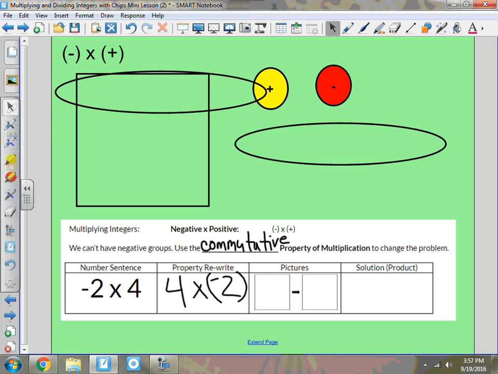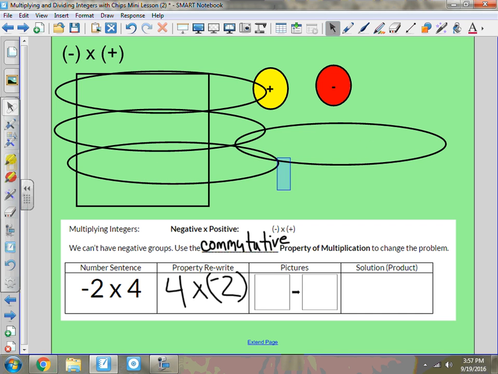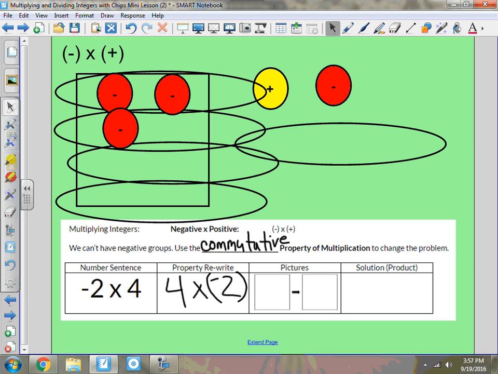I'm going to pull over 4 groups. And then in each group, I am going to be putting a negative 2. So let me just pull that on over. 1 more. And then I'm going to put 2 red chips in each one of those group circles. So I've got to fill up every single group with 2 negative chips. Negative 2. All right, let's go ahead and write it down in our notes.